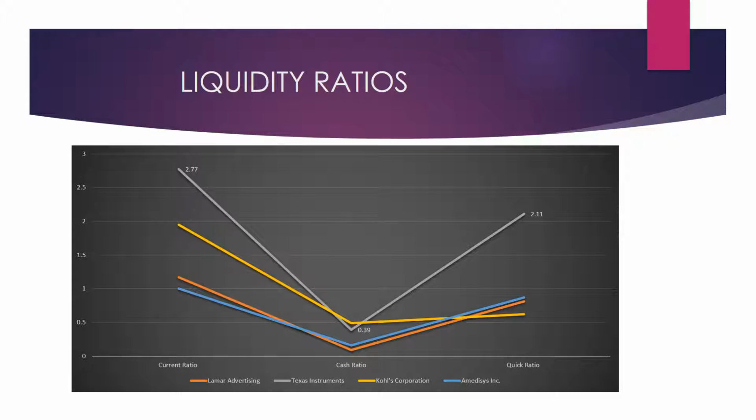This chart is basically showing all 4 companies, and we see that the gray represents Texas Instrument, the orange represents Lamar Advertising, the yellow represents Kohl's, and the blue represents Amadis's. We see that Texas Instrument is right on top, while Kohl's comes next, and Lamar comes next, and then Amadis's is right at the bottom.